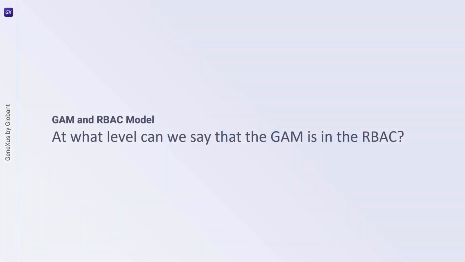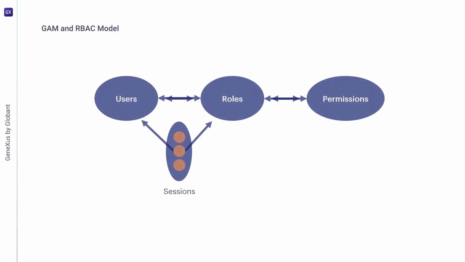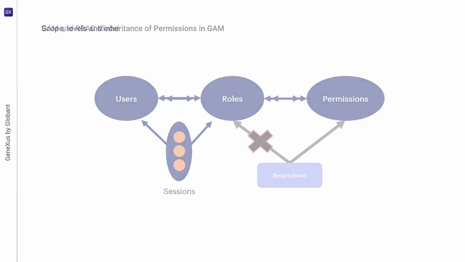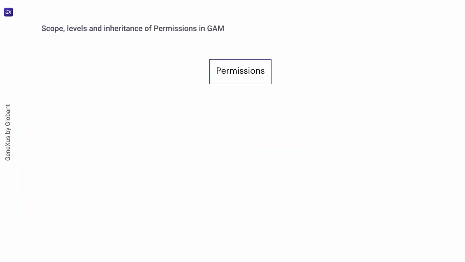At what level can we say that the GAM is part of RBAC? The GAM is located at level 3, where role separation mechanisms are applied with certain permissions for each user. Remember that it corresponds to this level. As for restrictions, although there are restrictions at permission level, they do not exist at role level. Permissions in GAM exist within the scope of the applications and are assigned to roles and users in the GAM repository.